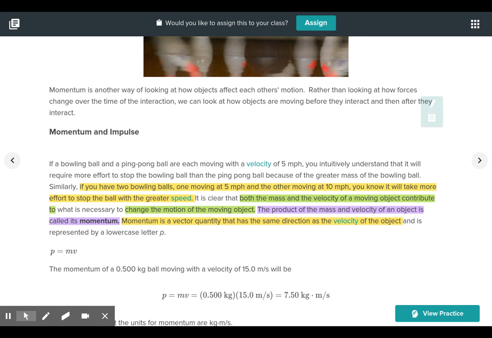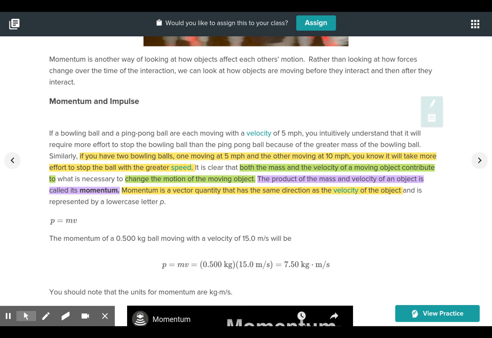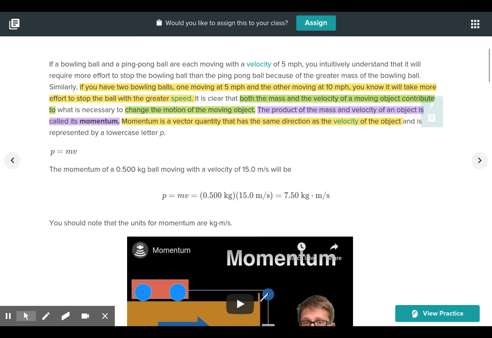Momentum is a vector quantity that has the same direction as the velocity of the object and is represented by lowercase p. Here, in this lecture, I have things underlined or highlighted. Please write down on your notes. Those are the ones I will be testing you on in your quiz. Okay? So we have a formula. p, the momentum, equals m times v. Somehow I cannot highlight the formula, so make sure you write down the formula. Okay? Which is very simple.